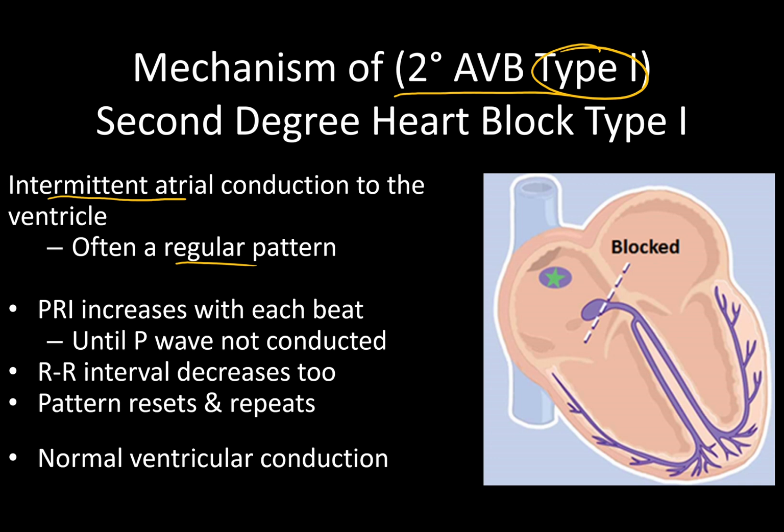What you're looking for in this pattern, the specific thing you're trying to find, is that your PRI will increase with each successive heartbeat until one P wave is not conducted. When that happens, the pattern resets itself and then repeats over again. So maybe it's every 4th beat that doesn't go through, or maybe every 6th. It could always be variable, but that's what you're looking at. You're measuring the PRI with each one of those beats to see if it gets longer and longer until it drops. And that's where I get that phrase I'd mentioned before, which is going, going, gone.